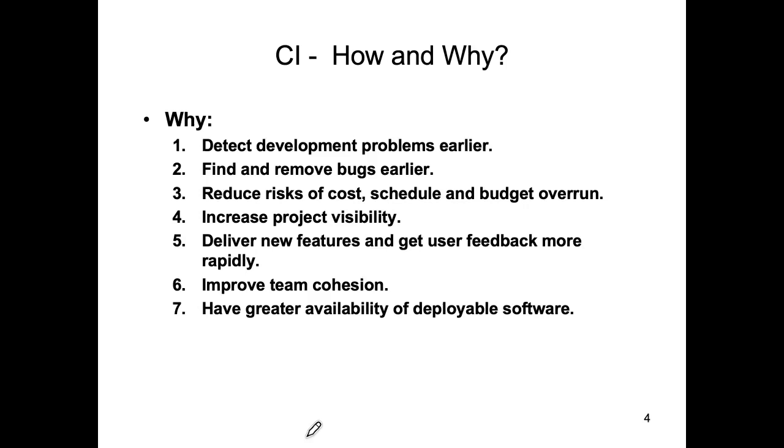Number 5, deliver new features and get users' feedback. That's the whole point. We want to try and get new features out to our end users as quickly as possible so we can get feedback from them and improve them. And continuous integration certainly contributes to that. Number 6, improve the team's cohesiveness. That's fine. Everybody has access to the continuous integration server results.